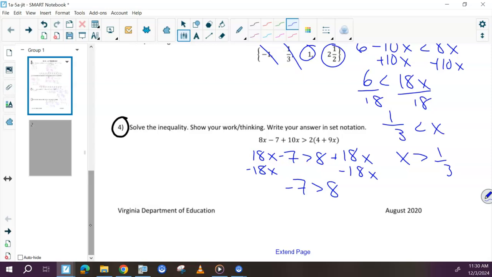And instead of putting no solution, we would say, is this a true statement? Is -7 greater than 8? No. So this is false. So instead of no solution, we would say, is this a true or a false statement? And it is false, yes. Questions on that one? Yes.